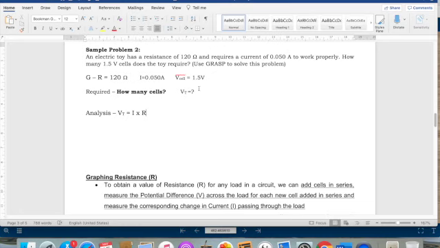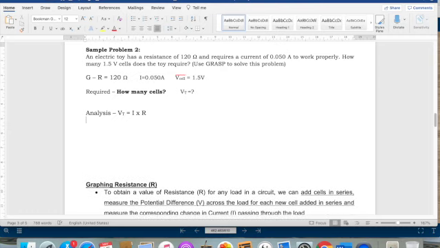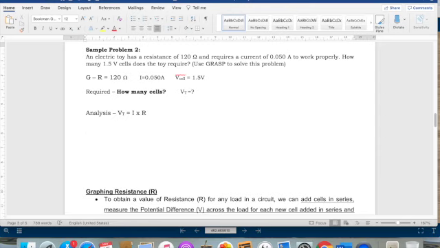Well, like we talked about before, the individual cells are 1.5 volts each, right? So to find the number of those cells, we just have to do a division. We know that the total voltage will be equal to the voltage of the individual cells multiplied by the number of cells. We know that relationship.